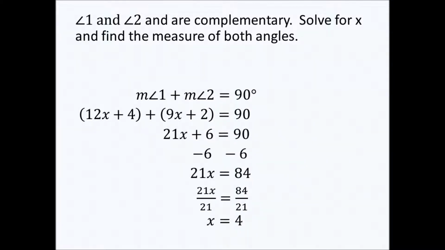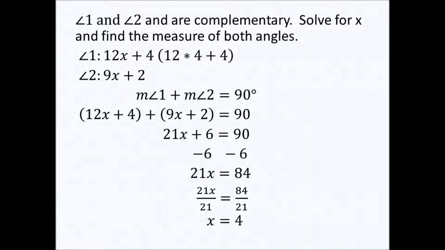Angle 1 and angle 2 are complementary. Solve for x and find the measure of both angles. Angle 1 is represented by the algebraic expression 12x plus 4, and angle 2 is represented by the algebraic expression 9x plus 2. Since they're complementary, we add the two angles together. The measure of angle 1 plus the measure of angle 2 equals 90 degrees. We substitute the expressions for the angles, so 12x plus 4 plus 9x plus 2 equals 90.